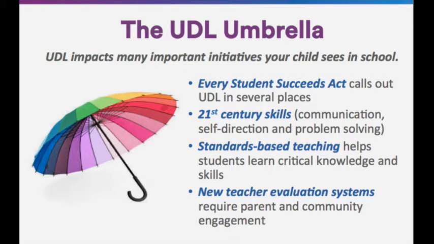And this is called the Every Student Succeeds Act. It has basically revised No Child Left Behind, and it actually talks about universal design for learning in the document in a number of different places. So this is something that's now going to be on the radar of every state Department of Education, saying, okay, we need better outcomes for students.